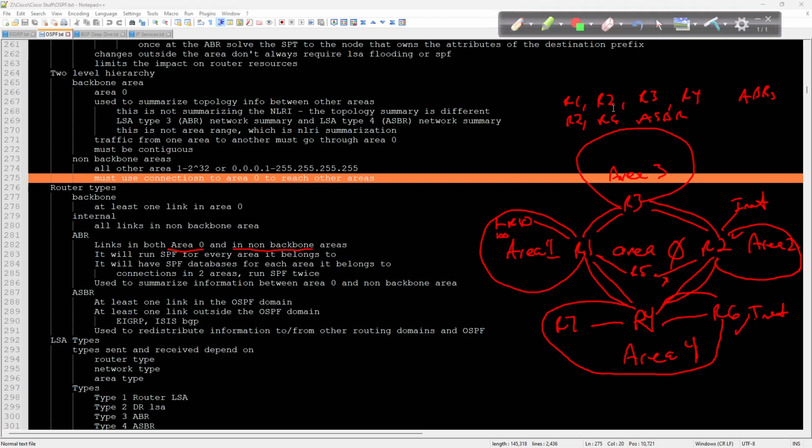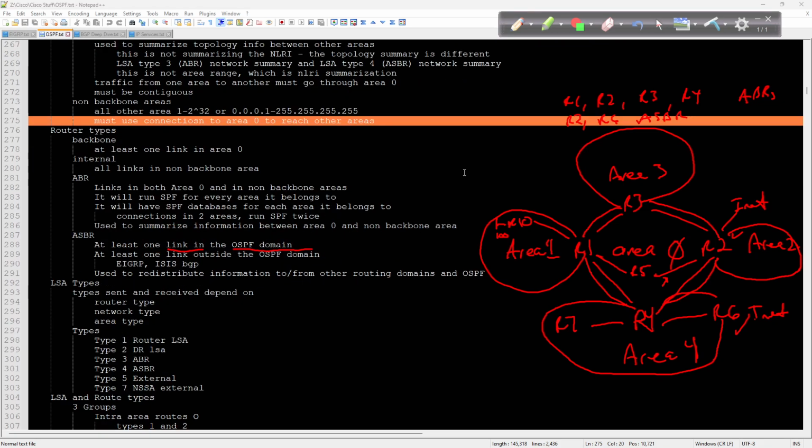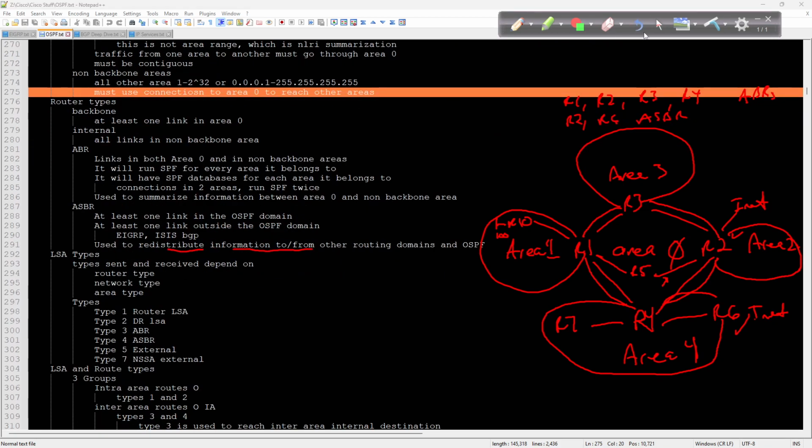So I'm going to go back over here to my arrow. We're going to work our way down here. And let me go ahead and clear this.